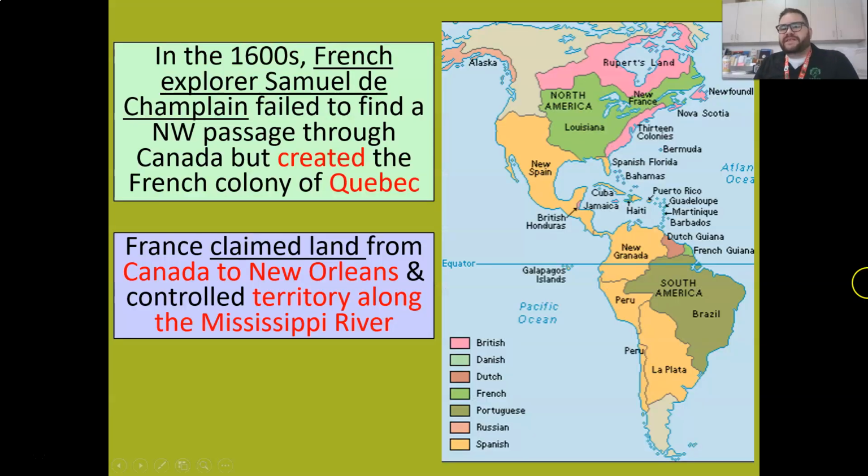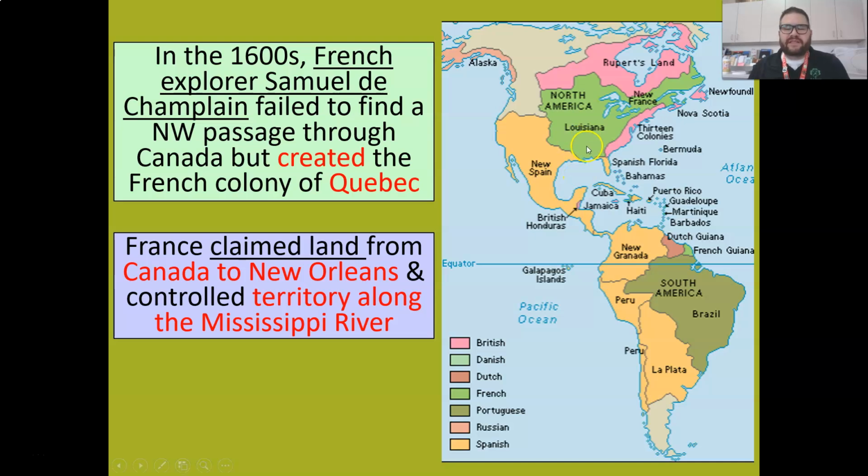So in the 1600s, there was a French explorer named Samuel de Champlain who failed to find that legendary Northwest Passage through Canada, but he did create a colony in Quebec. So Quebec is up here in this area, and you can even see it referred to as New France. So France would claim this land from Canada all the way down to New Orleans, and would control the territory along the Mississippi River.